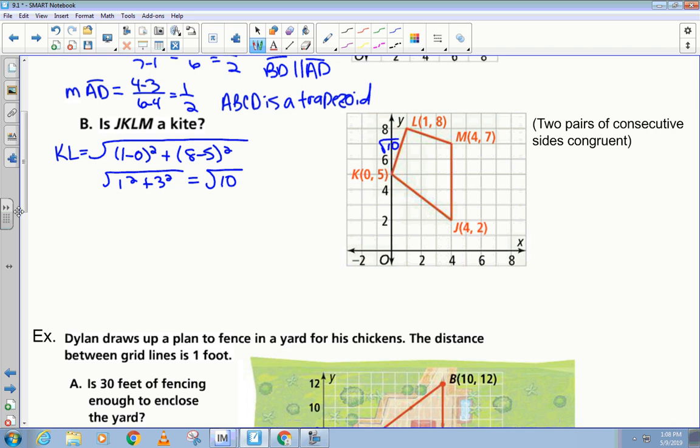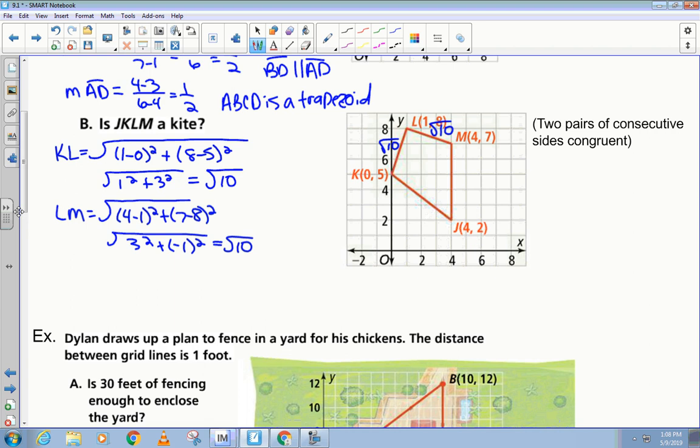Then we're going to look at LM. We'll do 4 minus 1 squared plus 7 minus 8 squared. That gives me 3 squared plus negative 1 squared. That's radical 10, right? So we've got two pairs of adjacent sides there. Now let's see if the other two match up.